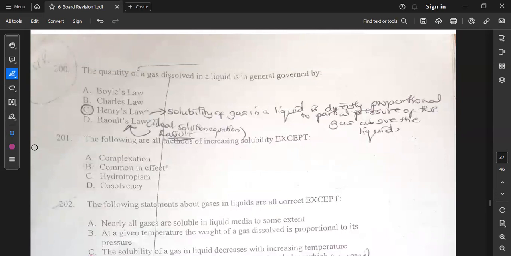The following are all methods of increasing solubility except complexation, common in effect. I think that has to be common ion effect, but I'm not sure. Hydrotropism and co-solvency.